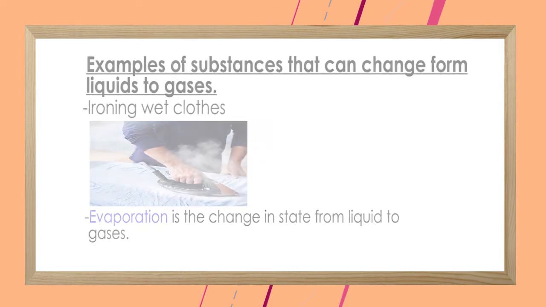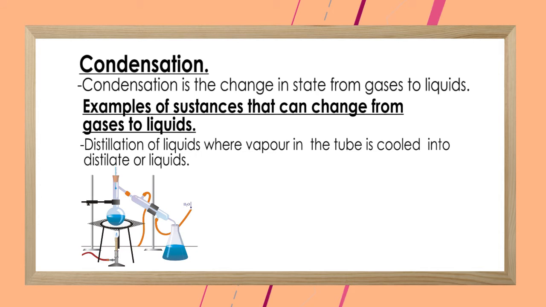The next process is what we call condensation. My dear viewer, condensation is the change of state from gases to liquids. This is very interesting. Here we have some substances which are in the gas state, and we shall see that they are going to change from gas to liquids. And the process of these substances changing from gases to liquids is what we call condensation.